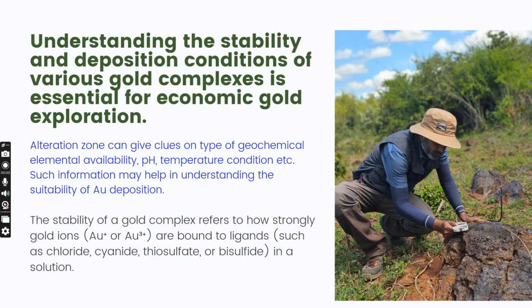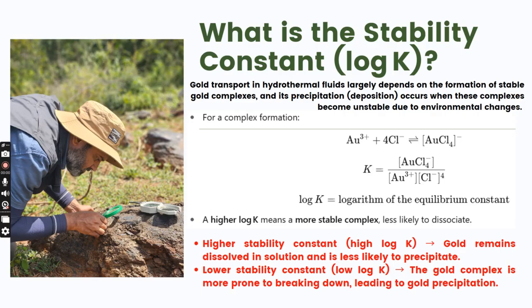cationic forms are available, and they bind to ligands such as chloride, cyanide, thiosulfate, bisulfite. So these ligands are most important for gold. Similarly, there are other ligands which can be important for other types of elements or other types of metallic elements especially. So in this context, one thing you must know, the stability constant.